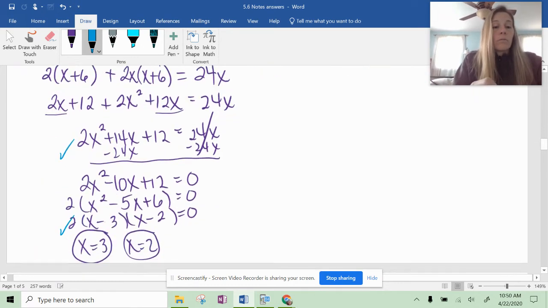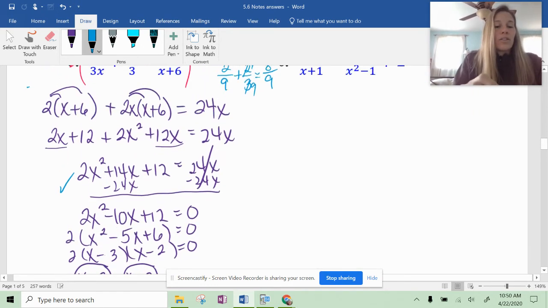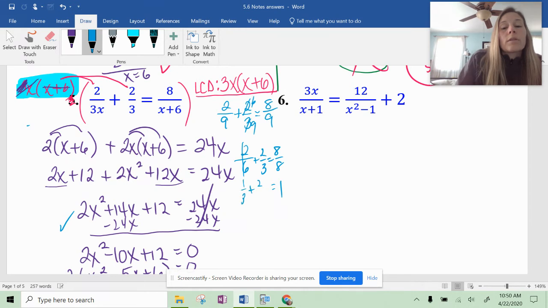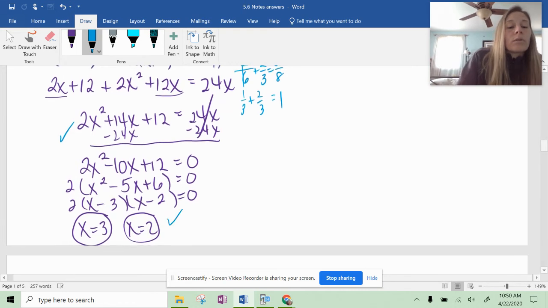So now let's check the 2. So if I have 3 times 2, that's 6. And then over here, 6 plus 2 is 8. And 2/6 plus 2/3. Well, 2/6 is really 1/3. So 1/3 plus 2/3 does equal 1. So that one is also a solution.